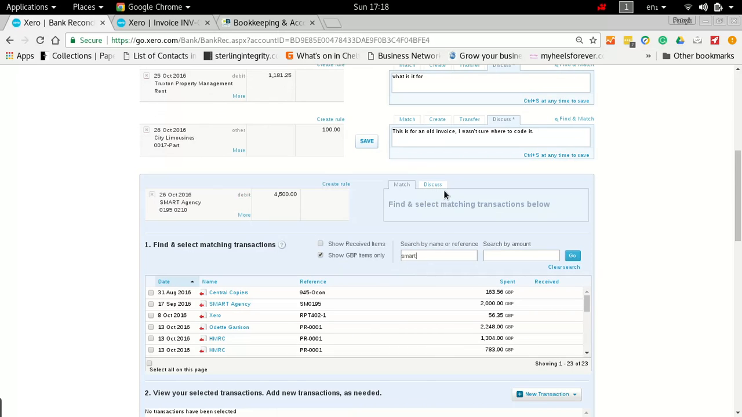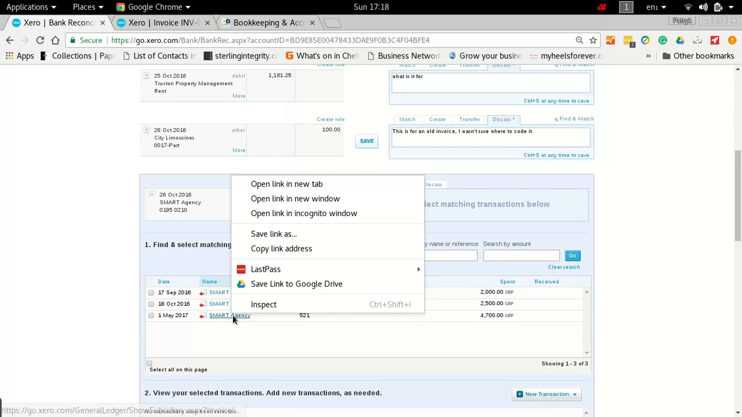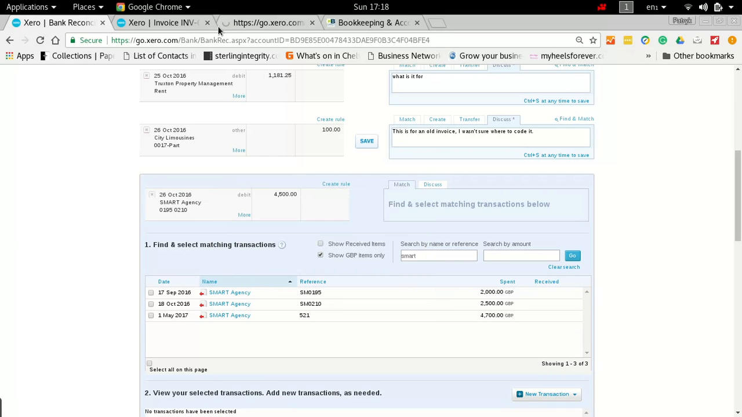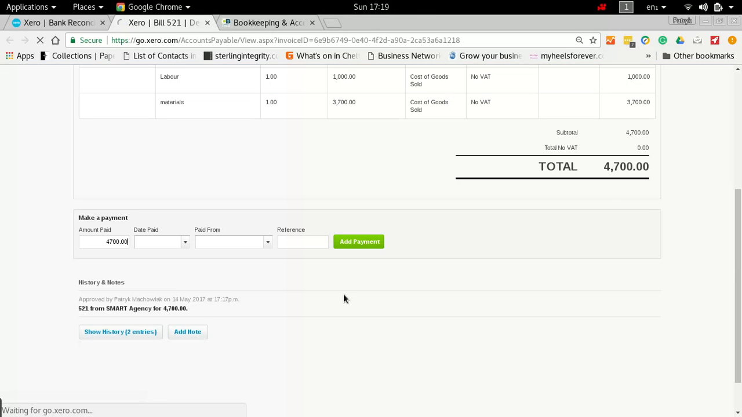We're going to start typing smart. This is our invoice, Smart Agency, 4,700, and they paid 4,500. That means they paid £200 less. I mean, we've paid £200 less, because the labor element on that invoice was £1,000, and 20% again.